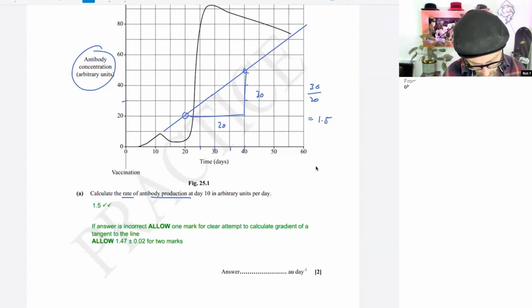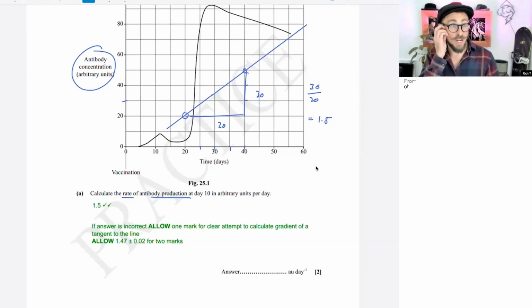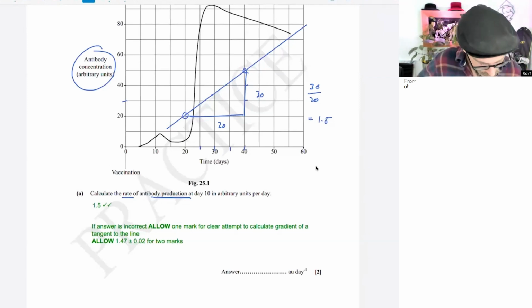1.5. Allow plus or minus 0.02 because of the angle that you read this off. It is pretty straight here, so it's an easy one to do. It's not actually curving. But do you see why I wasn't 100% sure there? Because it said at day 10.